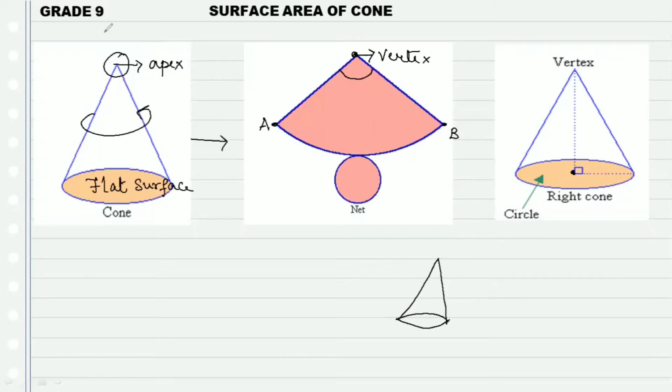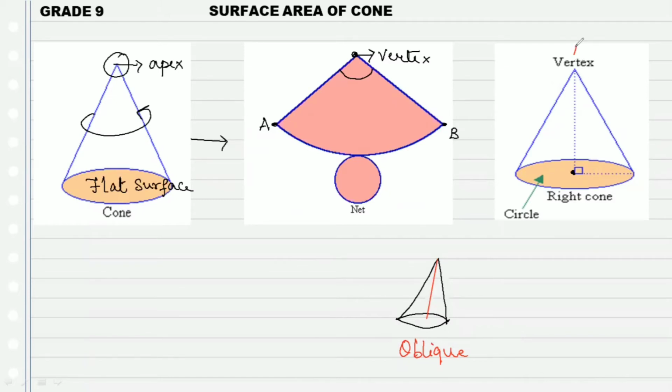So even here we have a circular base, even here we have a curved surface. Then why is it not a right circular cone? Because the vertex is not perpendicular to the center of the base. You can see here it is not perpendicular with the center. So such types of cones are known as oblique cones, where the vertex is not perpendicular to the center of the base. Whereas here you can find that the vertex is perpendicular to the center of the base.